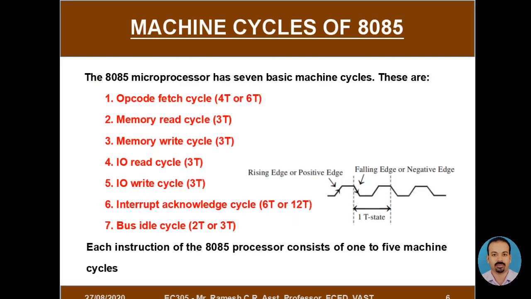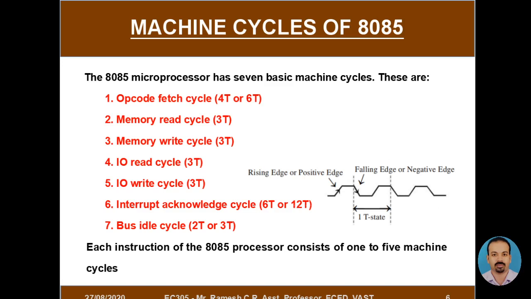Now when we move on to the exploration of the machine cycles, in 8085 we basically have 7 basic machine cycles. All the instructions that are accepted and executed by your 8085 processor consist of either one of these basic machine cycles or a combination of multiple basic machine cycles mentioned here.